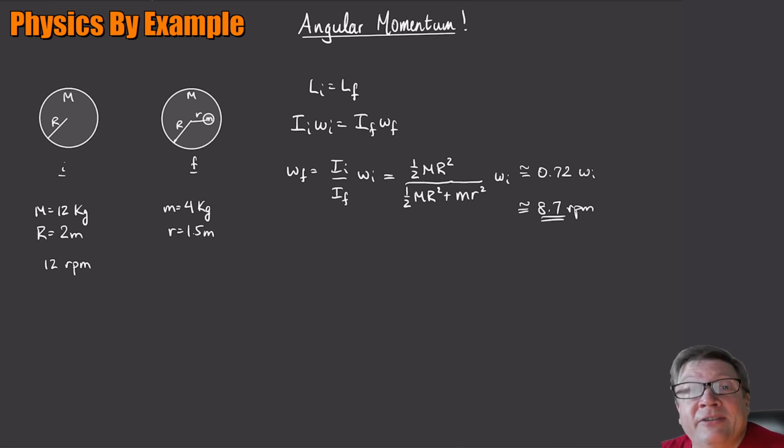The main point is, the cat jumped on, so we got more mass to spin around, and so what you'd expect is that the turntable is going to slow down. And sure enough, we went from 12 RPM to 8.7 RPM after the cat jumped on. So that's pretty much exactly what we expect. Neat.